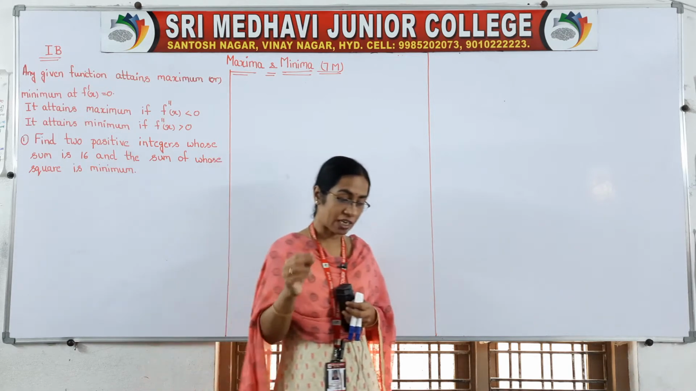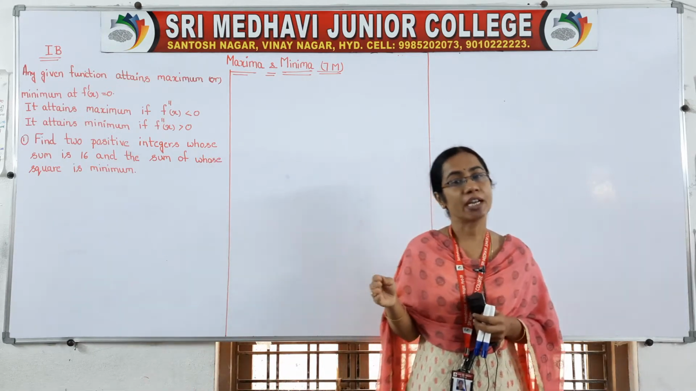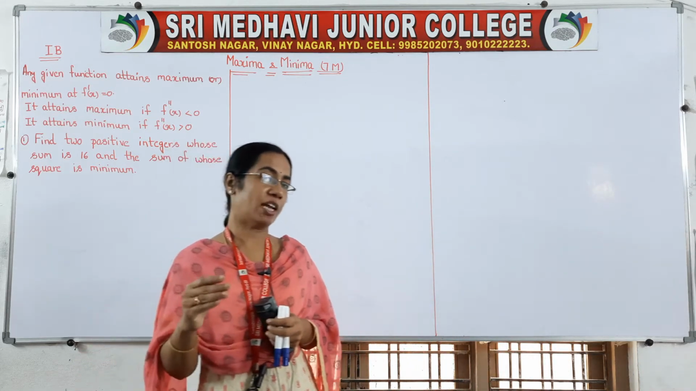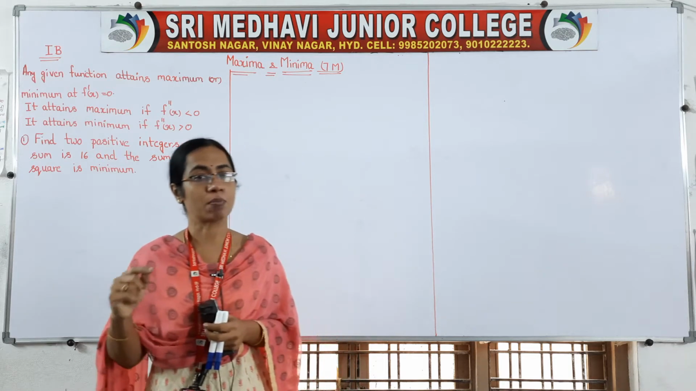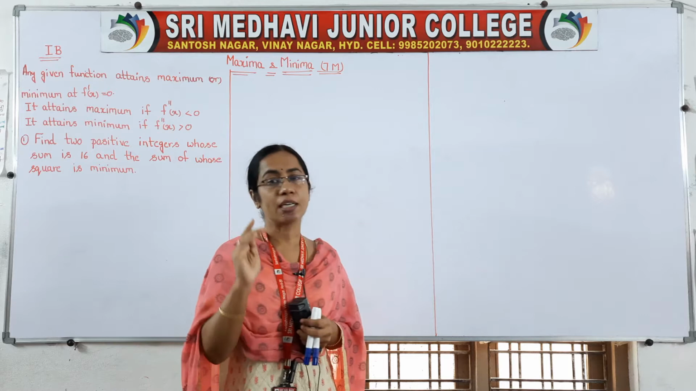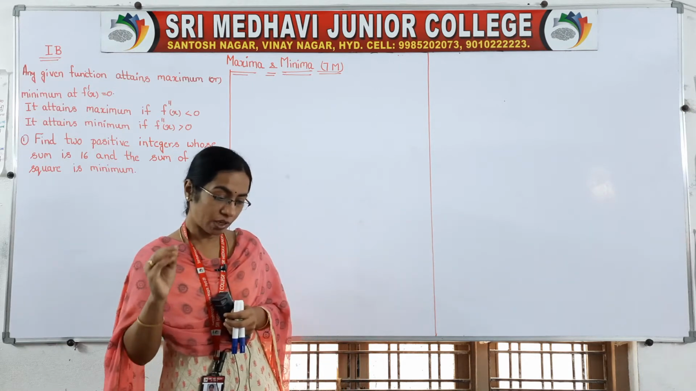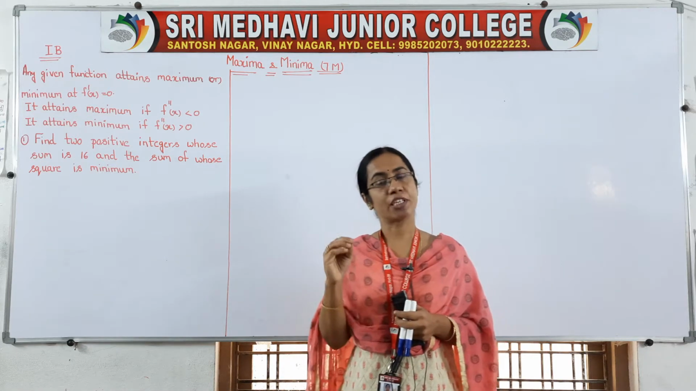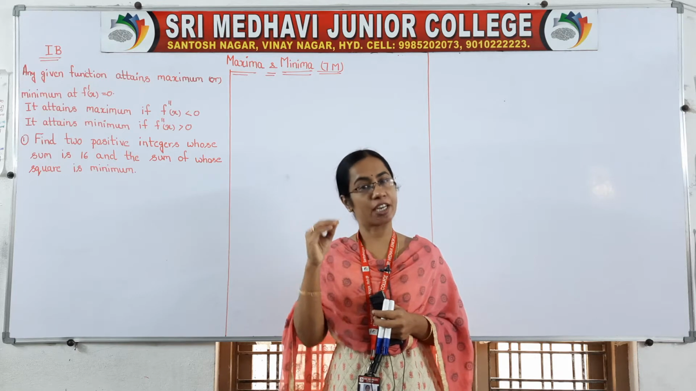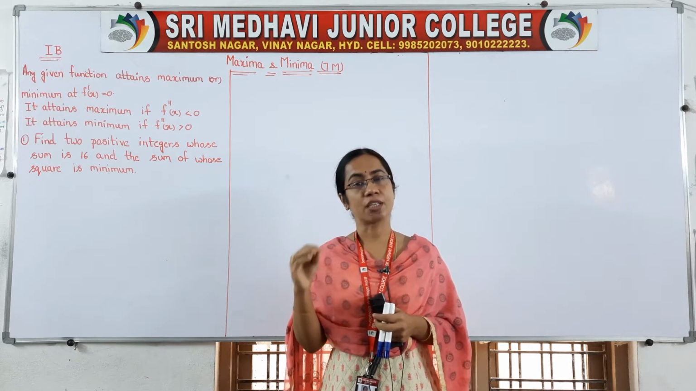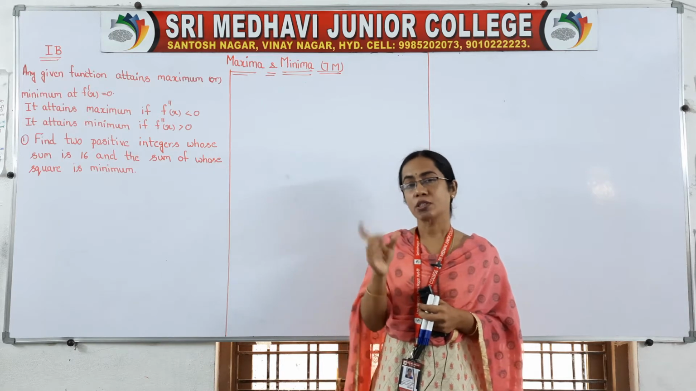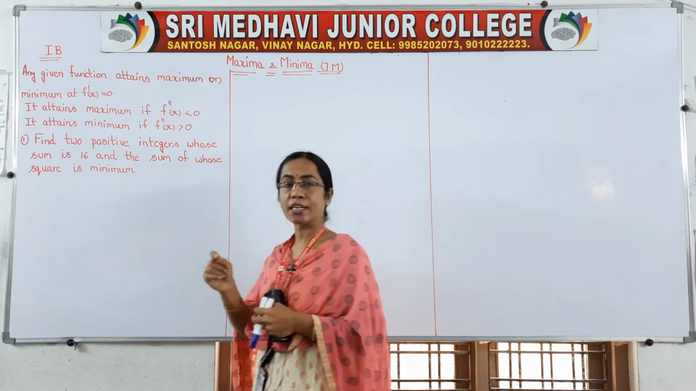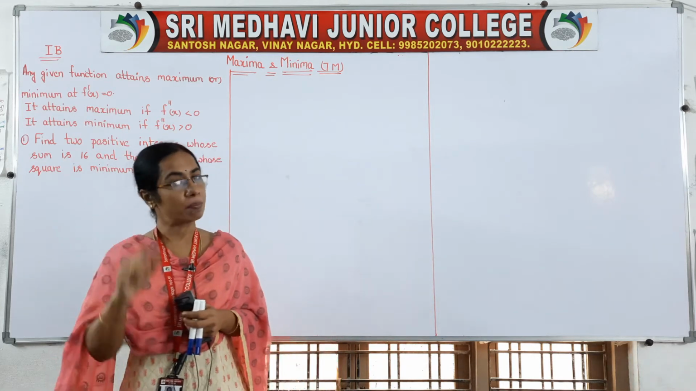Reverse, if f double dash x is greater than 0, then function attains minimum value. Greater than 0, minimum; less than 0, maximum. That is the concept. Once again, they will give one function to you. So we have to differentiate that function with respect to x, find out f dash x, equate that f dash x to 0. So solve that equation, then you will get one x value. At that x value, function attains either maximum or minimum.